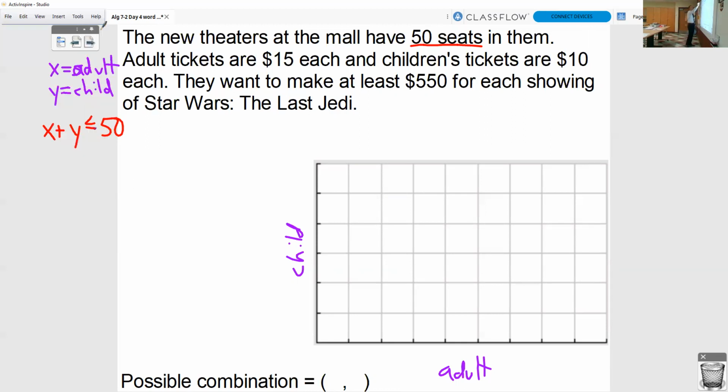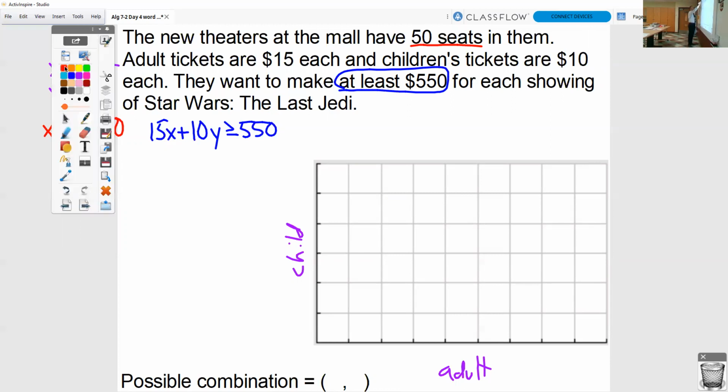For the second equation, we're dealing with the money part. Each adult ticket is $15. Each child ticket is $10. So 15x plus 10y. They want to make at least $550. So greater than or equal to 550.